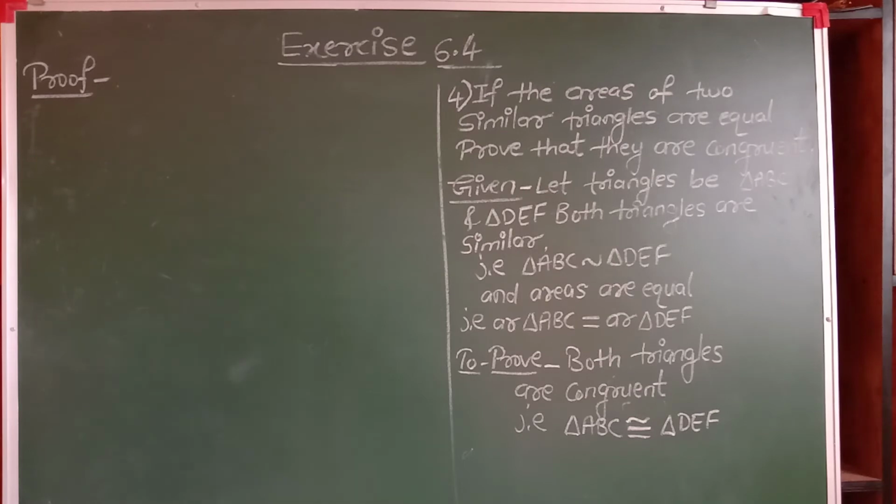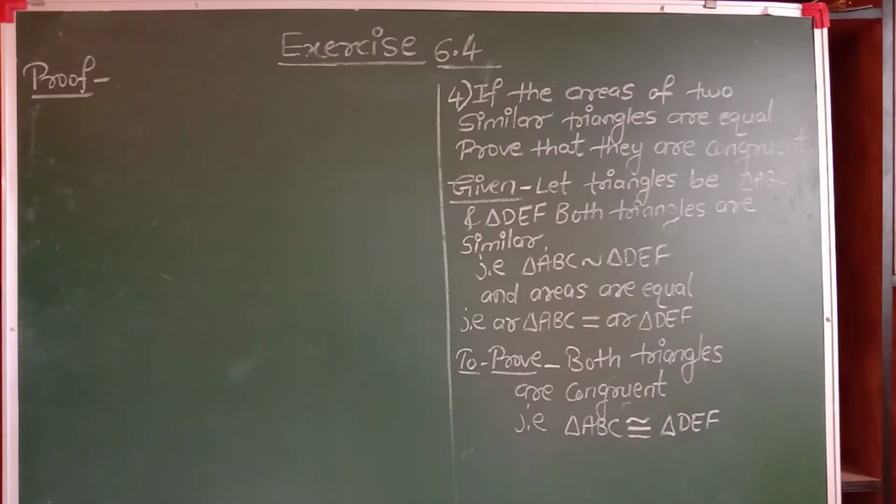Next, fourth example. If the areas of two similar triangles are equal, prove that they are congruent. Let the triangles be ABC and DEF, both similar. That is, triangle ABC is similar to triangle DEF and the areas are equal. To prove: triangle ABC is congruent to triangle DEF.